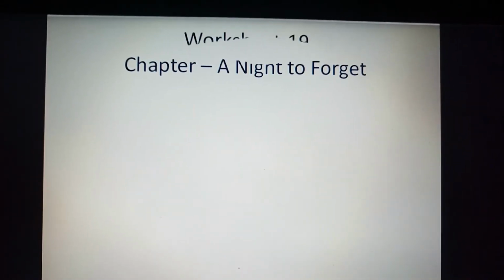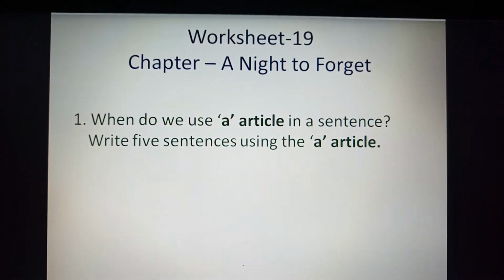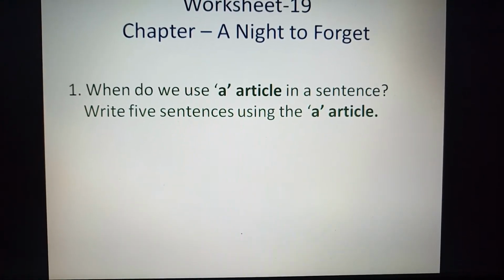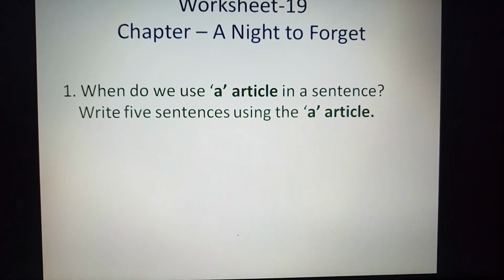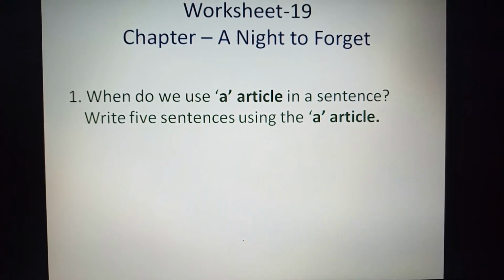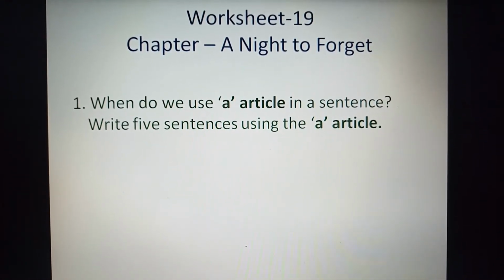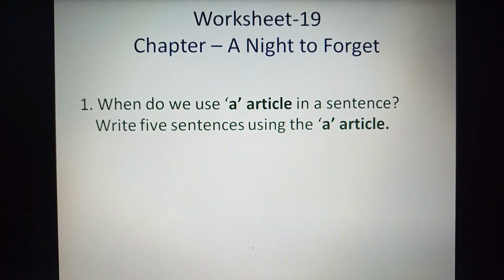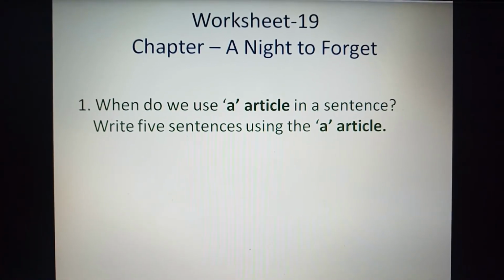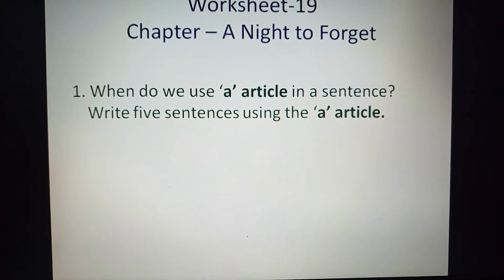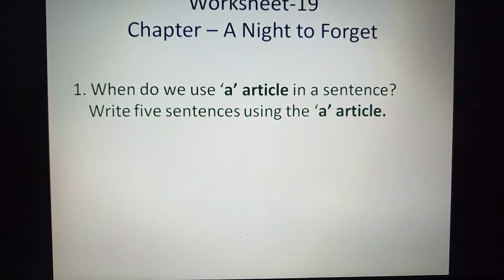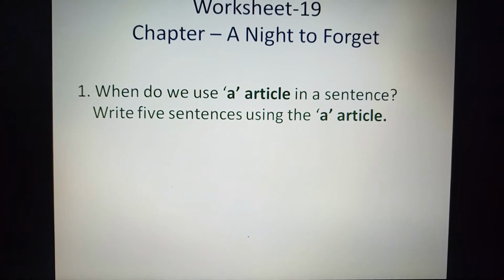Okay, now next, worksheet 19, articles. When do we use the article a in a sentence? Definitely for unspecified things. For example, there is a bird sitting on the balcony of my house. Is it specified? No. There is just a bird I'm seeing, so I wrote a bird. So like this, using the article a, write 5 sentences.